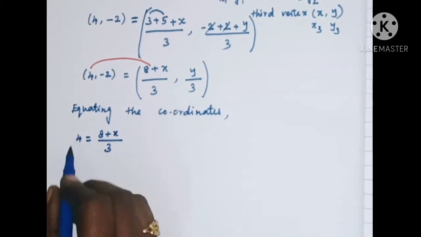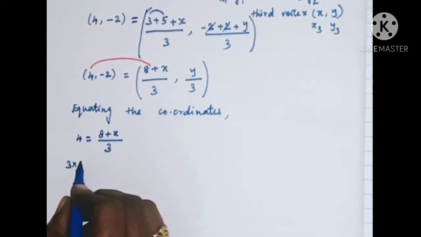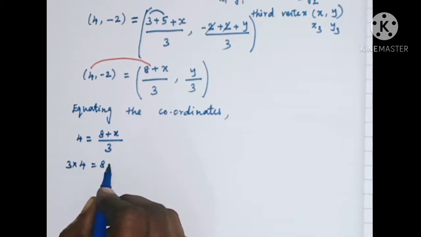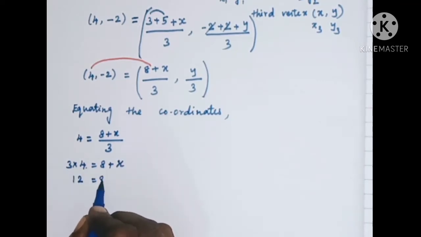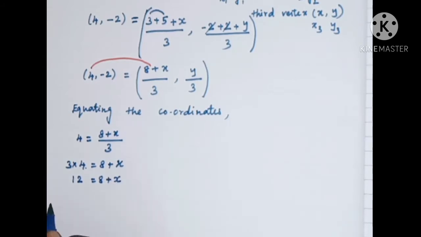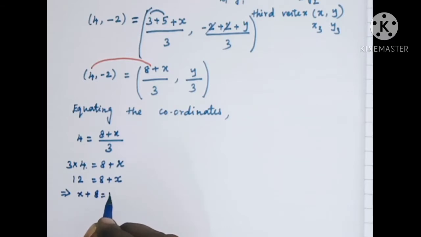Now take this 3 to the left hand side. 3 into 4 is equal to 8 plus x. 3 fours are 12, which is equal to 8 plus x, or otherwise x plus 8 is equal to 12.